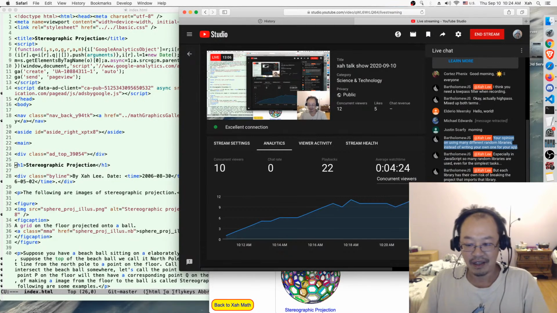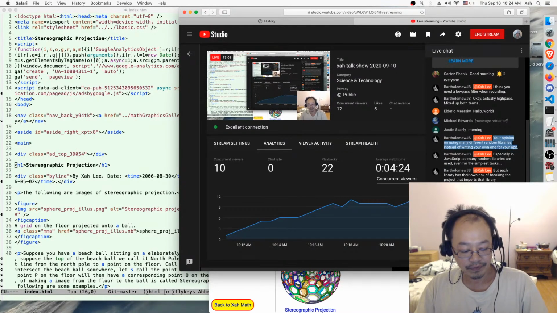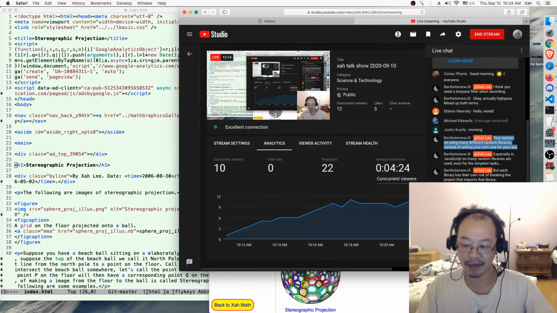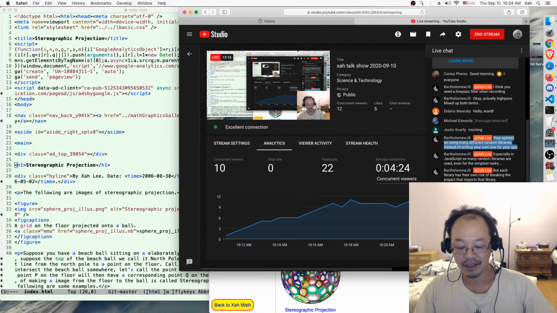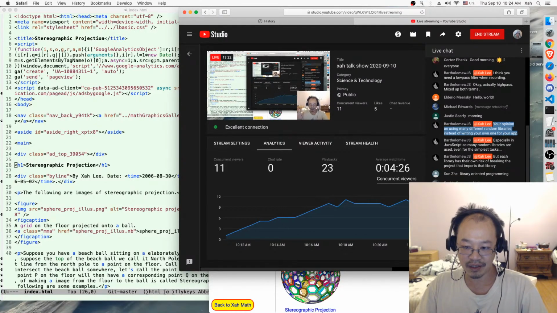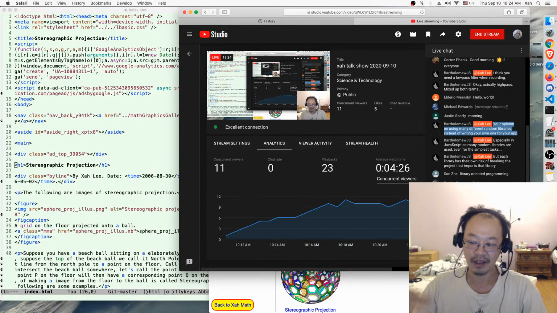That's trivial. So the time to maintain that library, to keep that library around, takes more time. You waste more time than actually writing that code yourself. Just 5 lines of code.